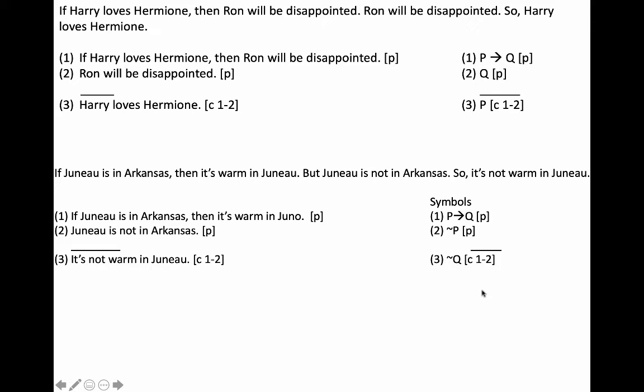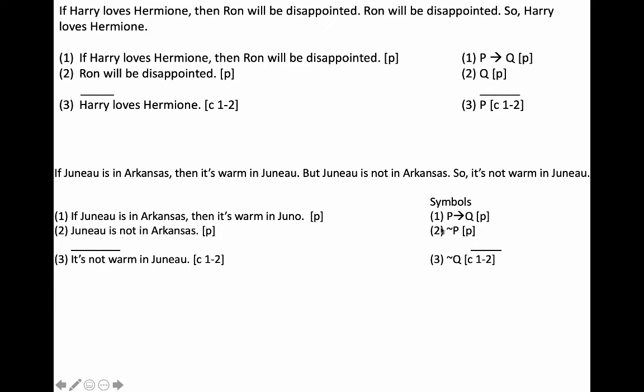Notice we can determine that it's invalid before we even look at the content, just by looking at the form. If P then Q, not P, so not Q. Remember, this is the form that pretends that this says P is the only way to get to Q, but this doesn't say P is the only way to get to Q. It just says P is a guarantee that you're going to get to Q. But maybe there's other ways to get to Q. Maybe R gets you to Q.